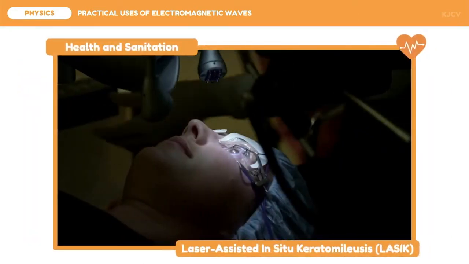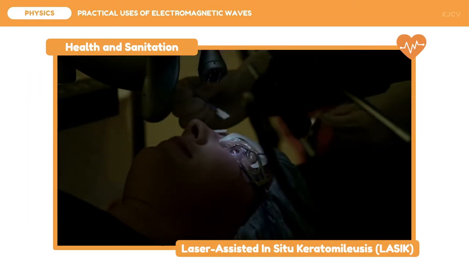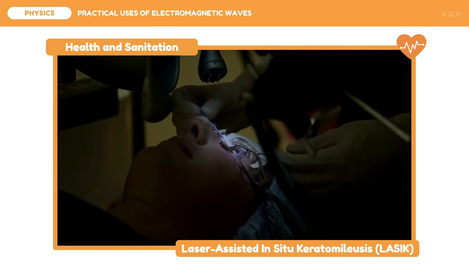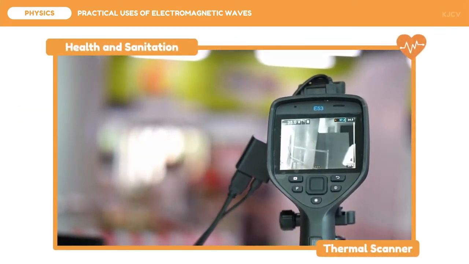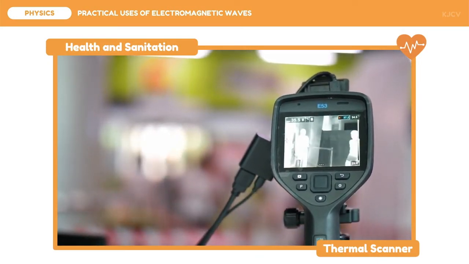EM waves are also used in correcting refractive errors of the eye. Laser is used in LASIK, or laser-assisted in situ keratomileusis. Laser is used to reshape the cornea of the eye, which corrects the problems on vision. Lower EM waves can also be used in detection of simpler illnesses like fever, since heat is detected by thermal scanners by using infrared rays.